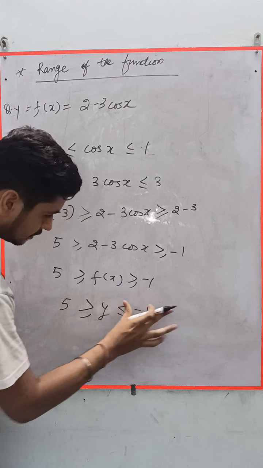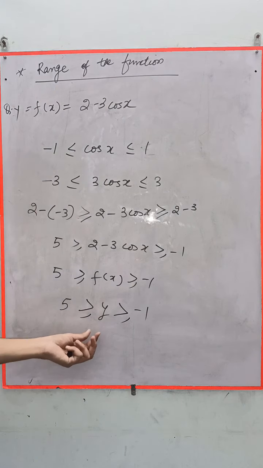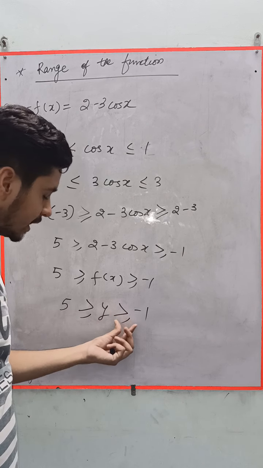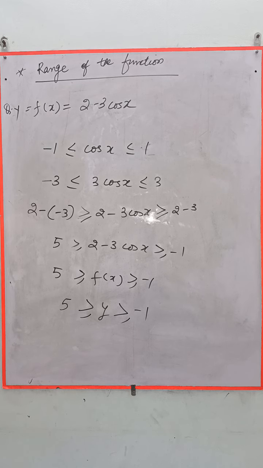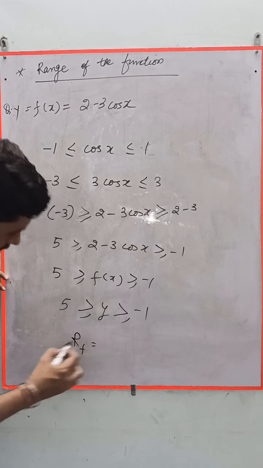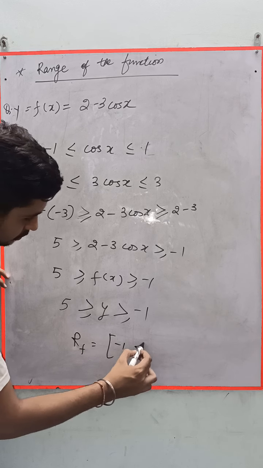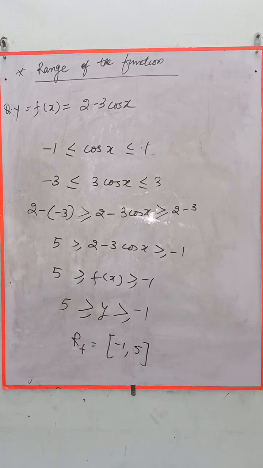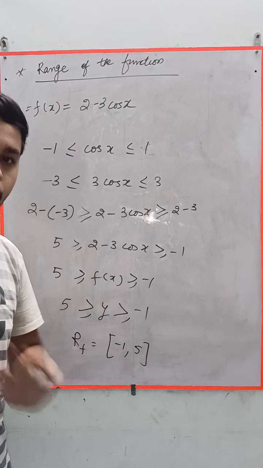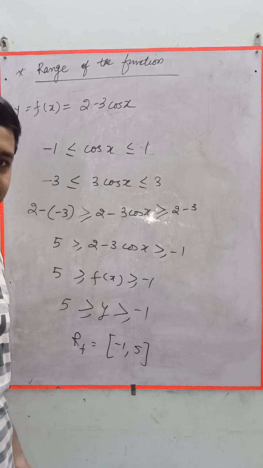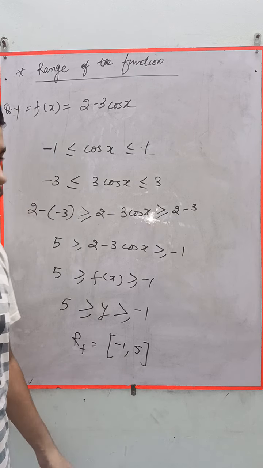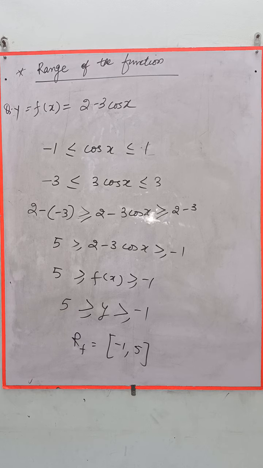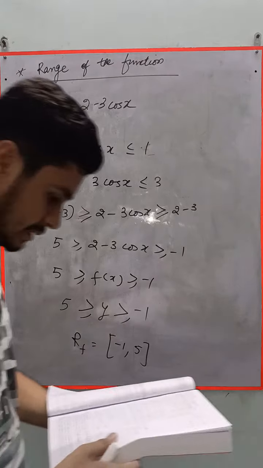Now it's somewhat readable, because y should be greater than or equal to minus 1 and less than or equal to 5. So the range will be minus 1 to 5, only this much, rest no. We don't have to mention R minus here. Only the values in this bracket are acceptable. Okay, so like this. Now let's see the exercise.